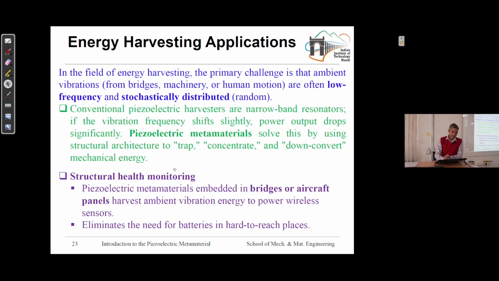Now, structural health monitoring. Piezoelectric metamaterials embedded in bridges or aircraft panels harvest ambient vibration energy to power wireless sensors. As you know, nowadays there is the smart city concept. A typical smart city will have millions of sensors. Powering the sensors is a challenge, because though they do not need much energy for operation, they are many in number. That problem can be solved with the help of piezoelectric metamaterials.